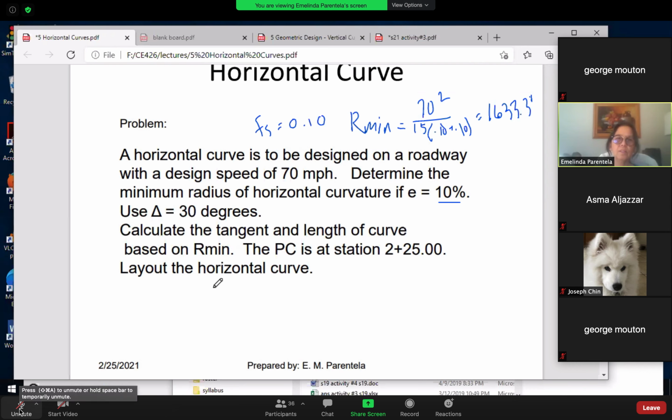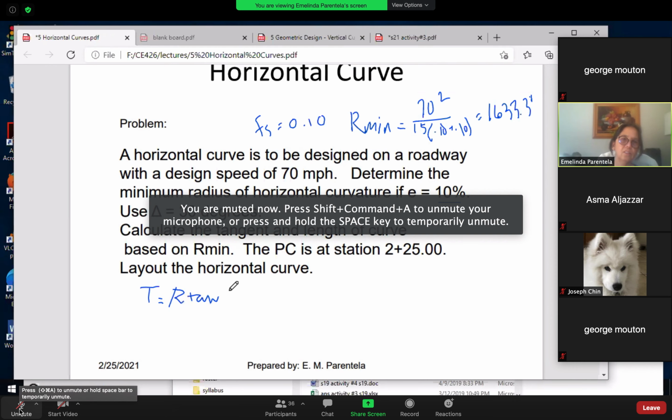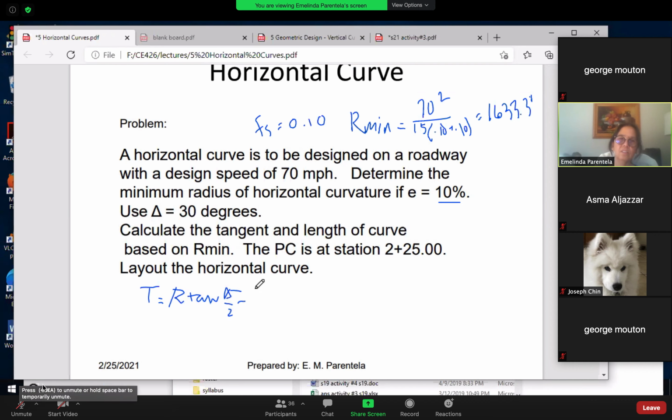So next we'll calculate the tangent, right? And that's R tangent delta over 2. I got 437.6. 437.6. Okay, thank you.